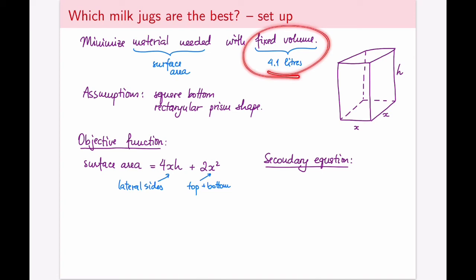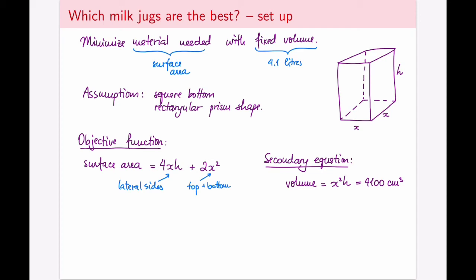Well, we know that we want to minimize the surface area, and this is our objective function, but the information we haven't used yet is that our jug is supposed to be of a fixed volume of 4.1 liters. So what is the volume of this shape? Well, the volume is the product of all three dimensions, so x squared times h. And I would like it to be 4.1 liters. Now each liter is 1,000 cubic centimeters. So altogether, this will be 4,100 cubic centimeters.